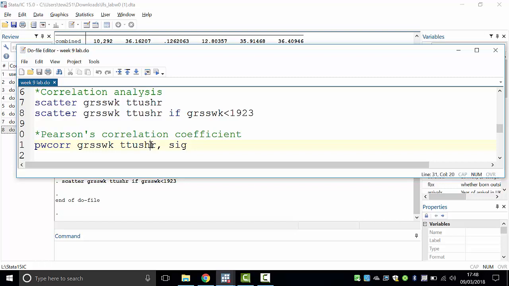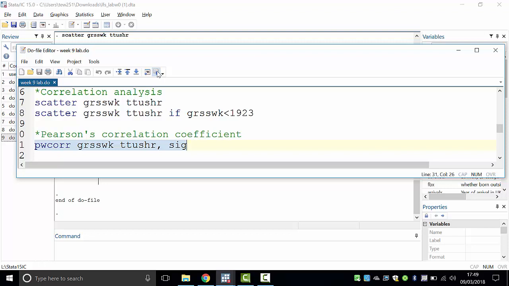Now, what sort of range of values indicates weak correlation? Close to zero. A Pearson's correlation coefficient value close to zero indicates weak correlation between the two variables. So let's estimate our correlation coefficient and see how strong or how weak the relationship is between wages and total hours worked in a week.